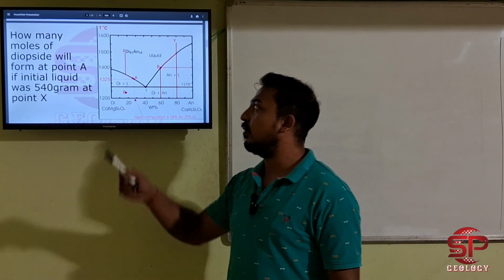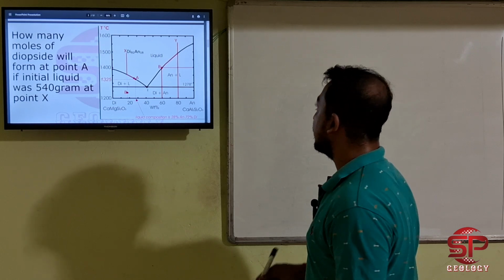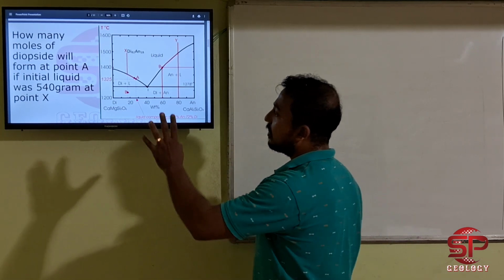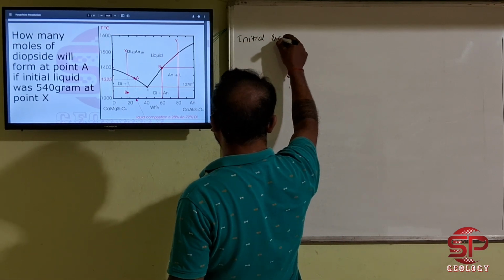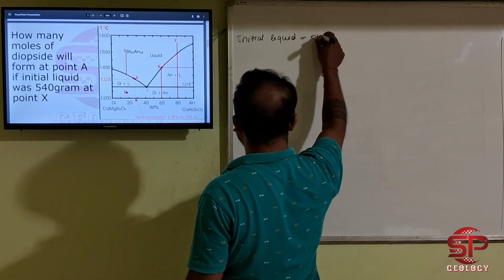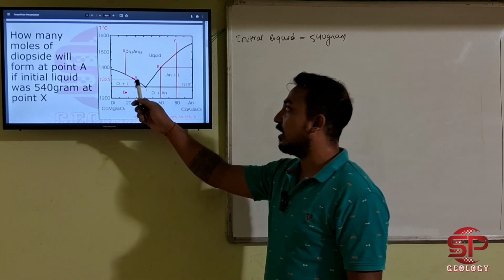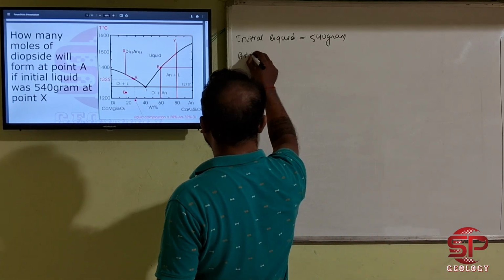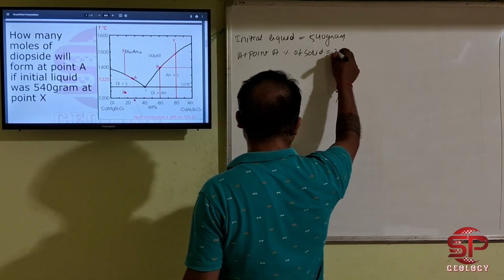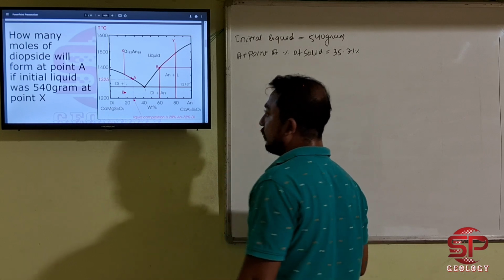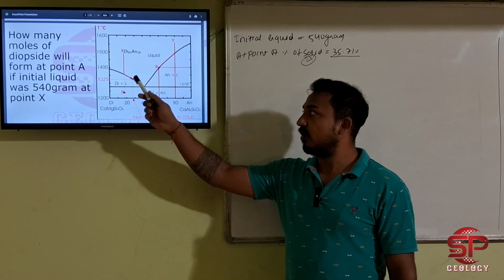Next comes: how many moles of diopside will form at point A if the initial liquid was 540 gram at point X? Now the composition is all the same. The initial liquid amount was 540 gram. So you have to calculate how many moles of diopside will form at point A. At point A we have calculated the percentage of solid, it is 35.71. So this much solid, or this much diopside, is formed till point A.